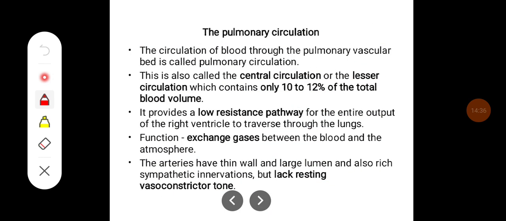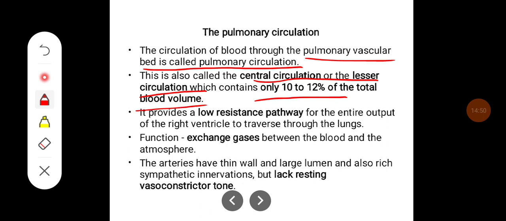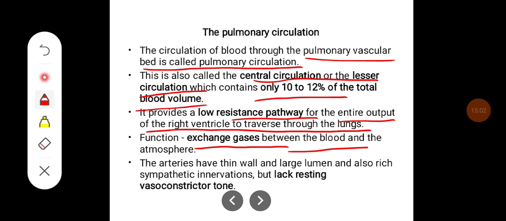Coming to pulmonary circulation, the circulation of the blood through the pulmonary vascular bed is called pulmonary circulation. This is also called central circulation or lesser circulation, which contains only 10 to 12% of the total blood volume. It provides a low resistance path for the entire output of the right ventricle to traverse through the lungs. The function of this pulmonary circulation is to exchange gases between the blood and the atmosphere.